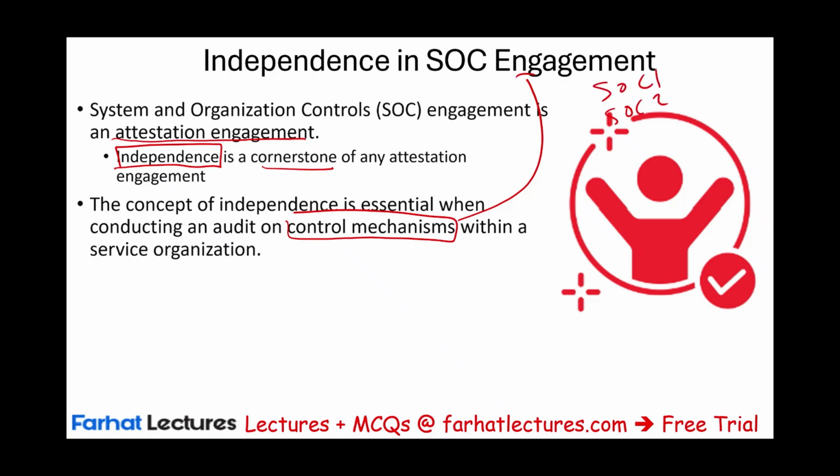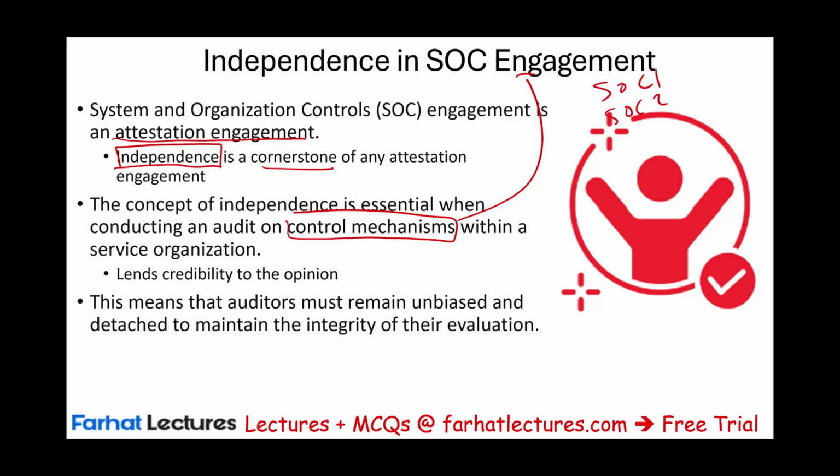SOC 1 is internal control over financial reporting, or SOC 2, the trust services criteria. It does not matter which controls we are looking at. We have to be independent because we need to lend credibility to the opinion. We are giving an opinion. This means the auditor must remain independent, unbiased, detached to maintain integrity of their evaluation, of their opinion.